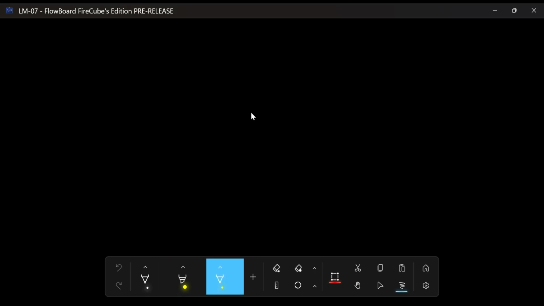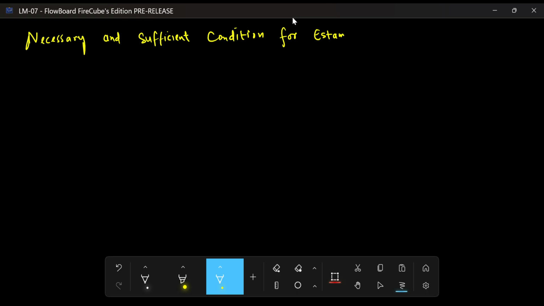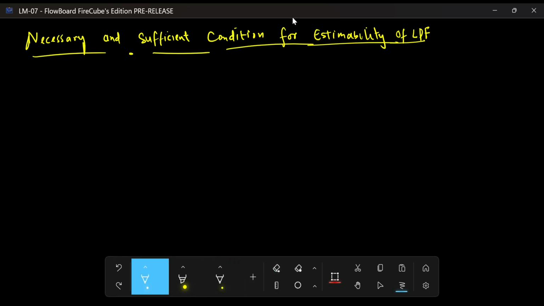So, see, what is the topic? The topic is necessary and sufficient condition for estimability of linear parametric function. So, this is our today's topic. We need to prove the three methods.